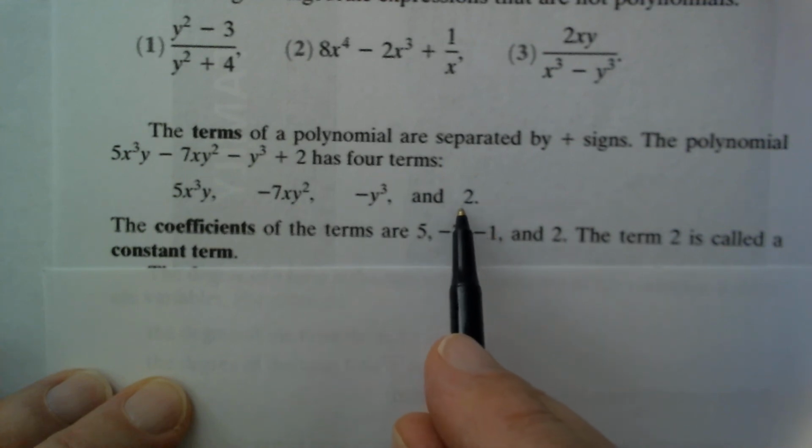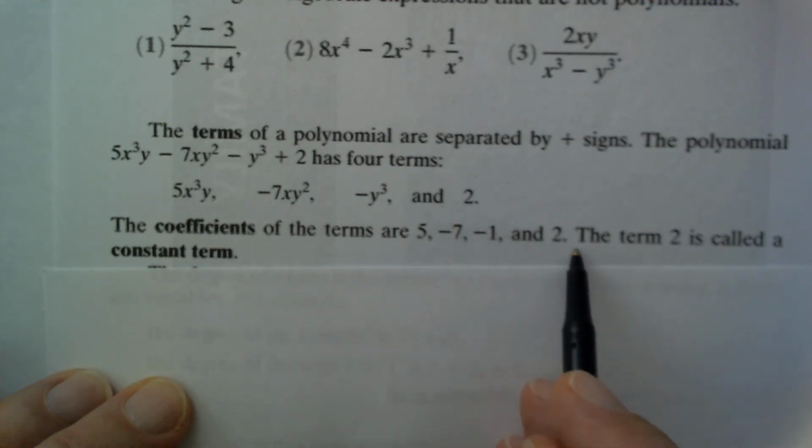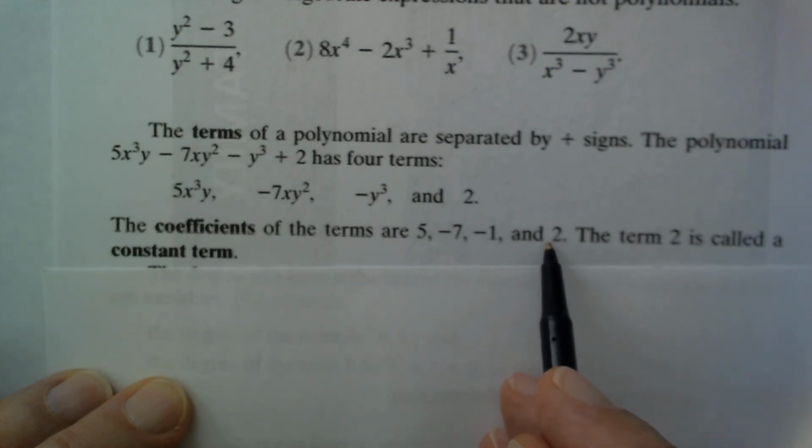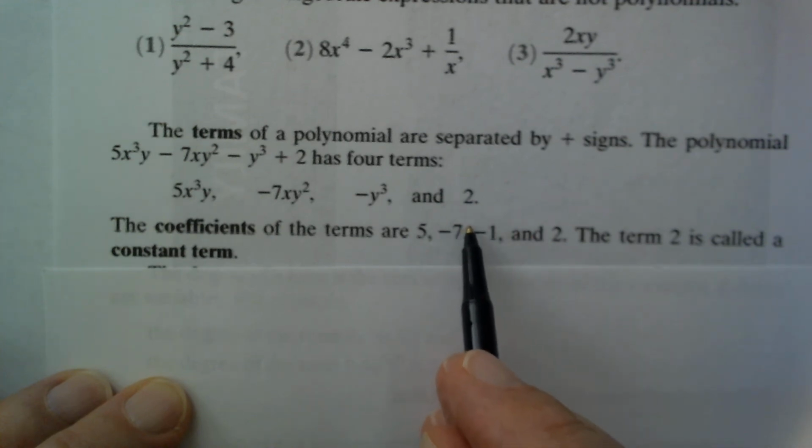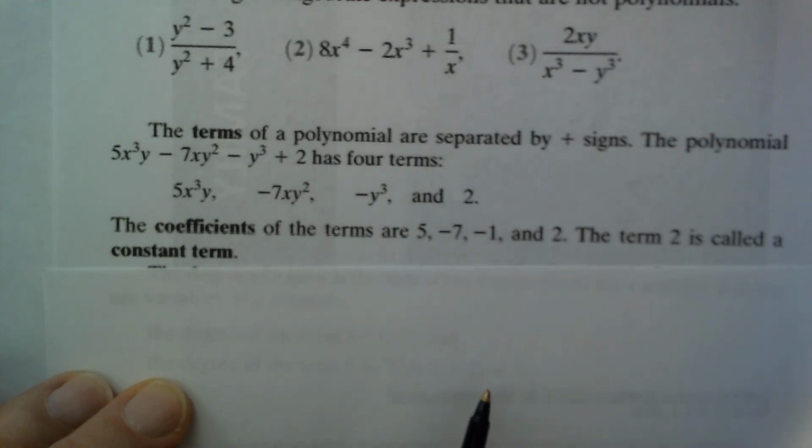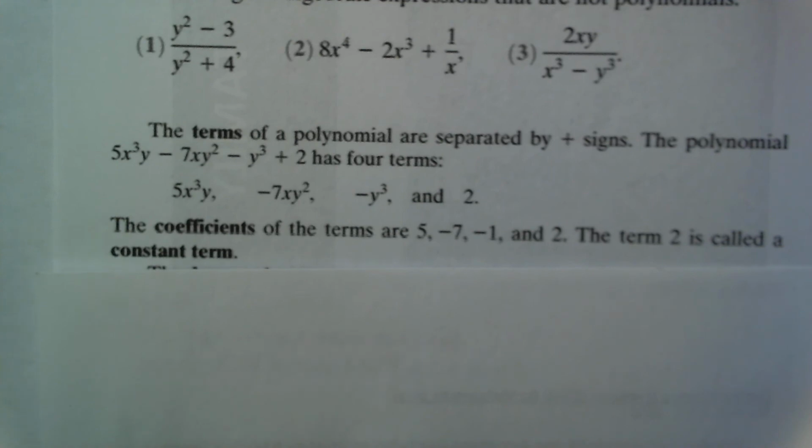And then the constant term, 2, is called the constant term, that would also be considered a coefficient of the polynomial. But it's a constant term. It doesn't change. It's not a variable term.